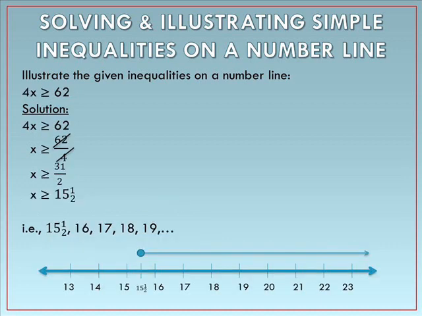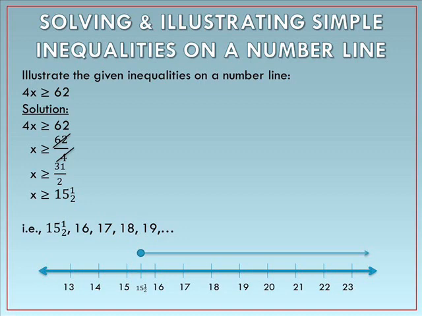We have another inequality that we will solve in the same way as we solved the previous one. The inequality is 4x is greater than or equal to 62. As we need to find the value of x, we need to get rid of 4.